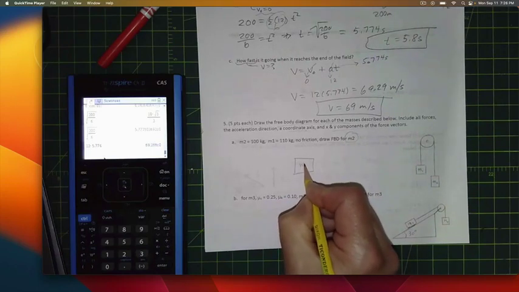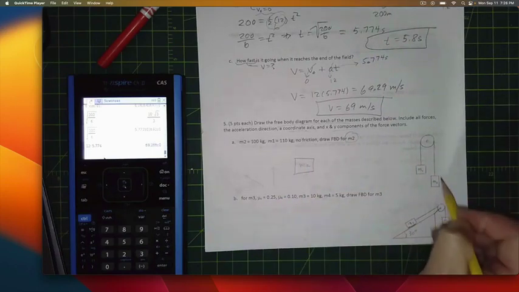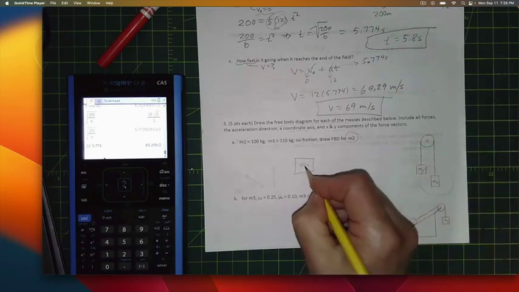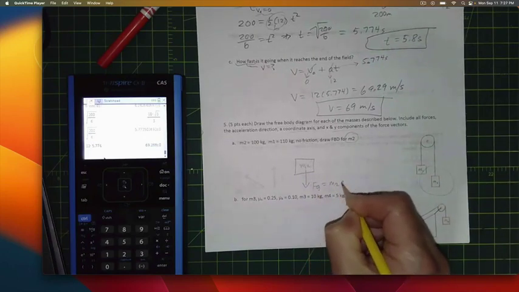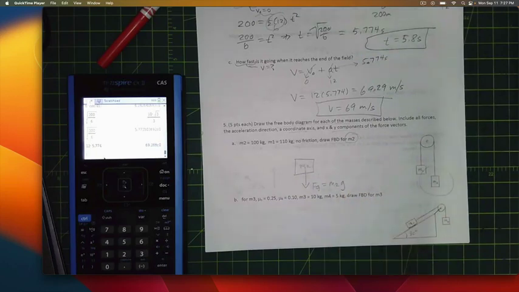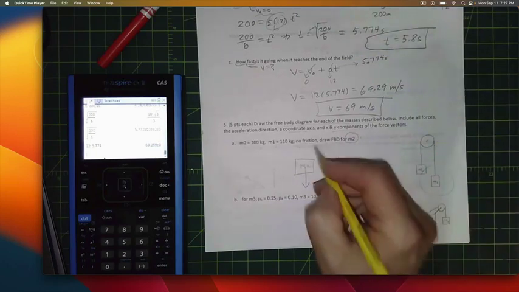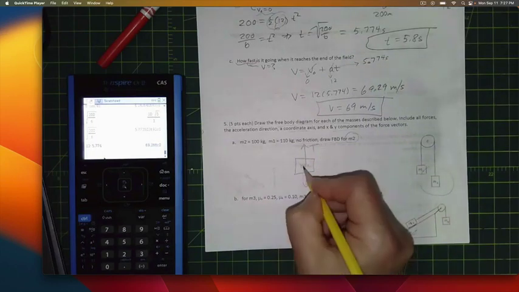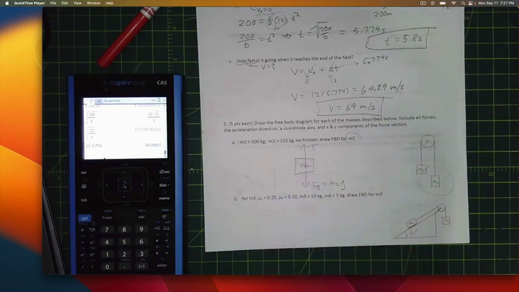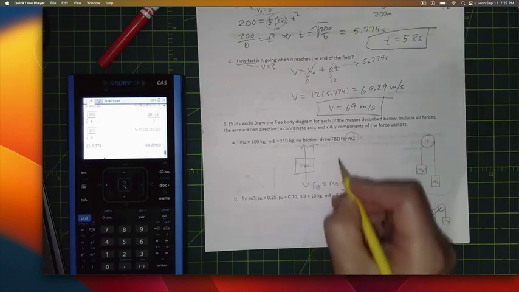So M2 is here. We always have gravity, so we'll do F of gravity equals M2G. And opposing gravity, we have the force of the string pulling up. We'll just call it T. So that's all we have for forces on this one.